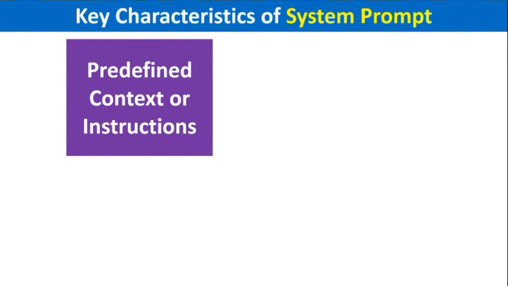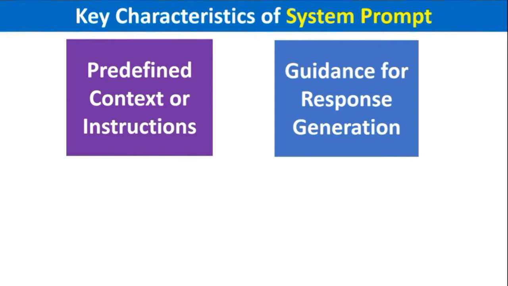So let us talk about some key characteristics of a system prompt. Number 1, predefined context or instructions. The system prompt usually contains a set of instructions or a context that outlines how the model should interpret subsequent user inputs. It sets the stage for the interaction, specifying the tone, scope, or domain of the conversation. Then, guidance for response generation. System prompts guide the LLM in generating responses that are relevant, accurate, and within a desired framework. For example, a system prompt might instruct the model to behave as a friendly virtual assistant, a tutor in a specific subject, or a character from a story.